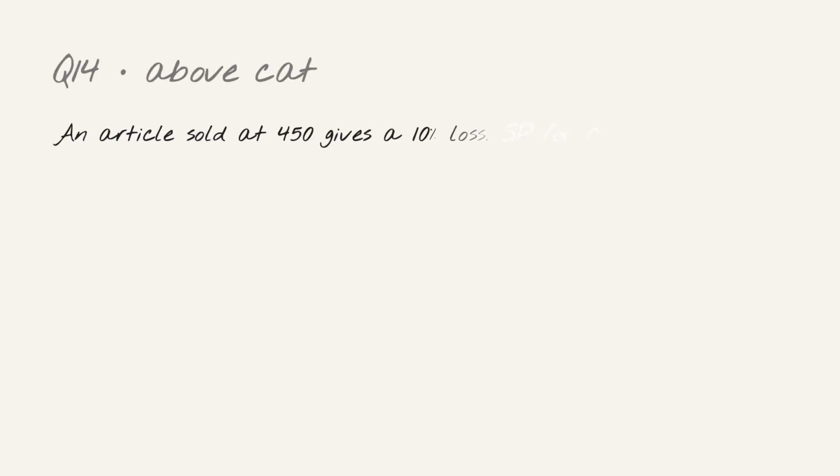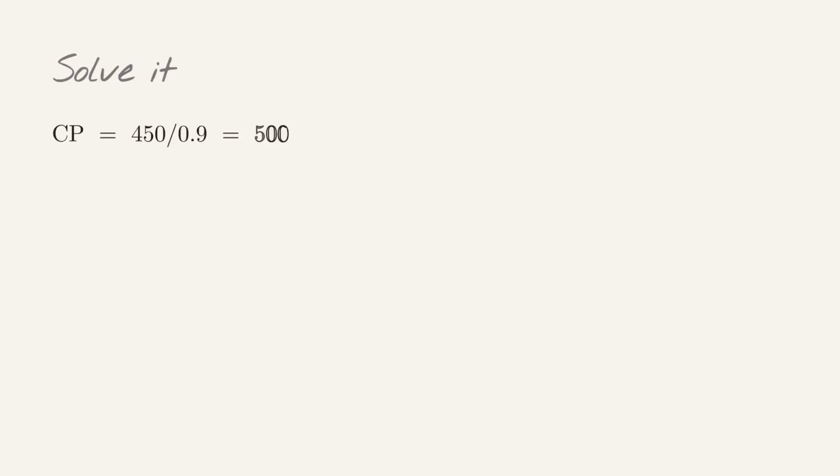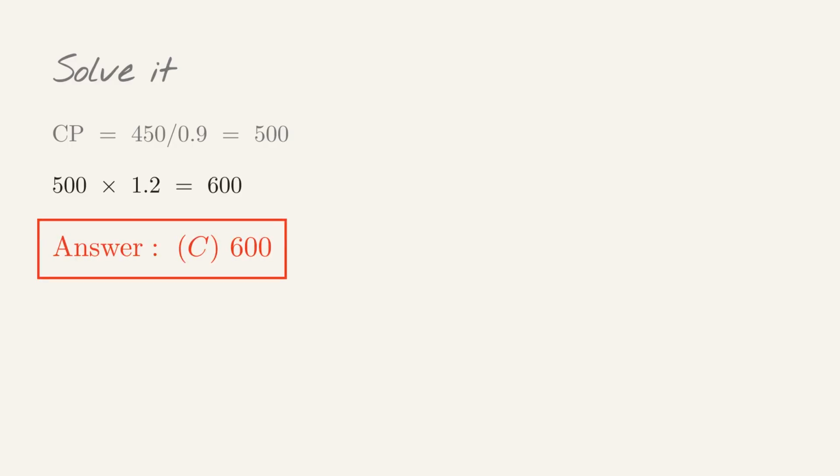Keep going. Find the cost first, then mark up. Pause it, give it a real attempt, then I'll walk through it. First recover the cost. 450 over 0.9 is 500. Then a 20% profit is 500 times 1.2, 600. 2 clean multiplier steps, in and out of cost.